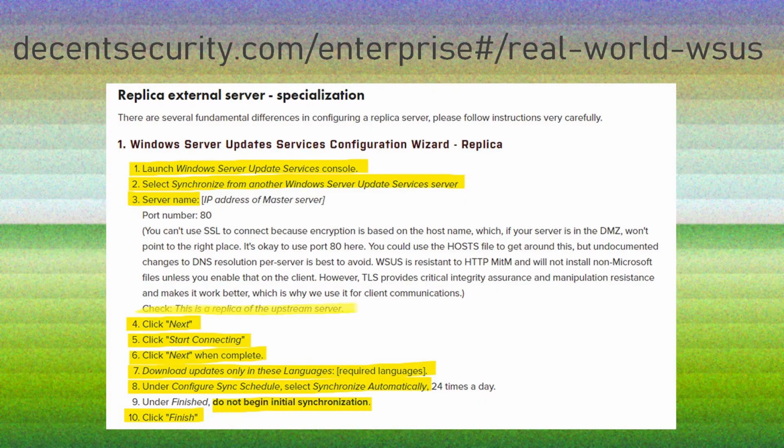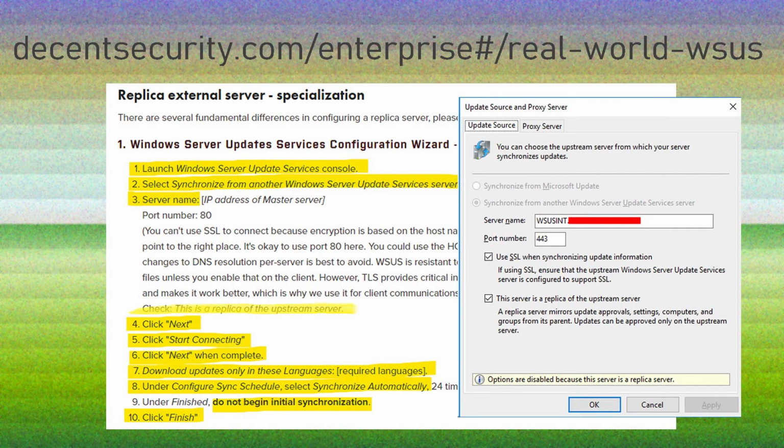Now we can hop back over to the Real World WSUS article, and we go to the Replica External Server section. Highlighted are the pieces that we'll take from this section. When it came to server name, I was actually able to put in the DNS name of that server. Now remember, both of my servers were internal to my network, so they both show up in our DNS records.